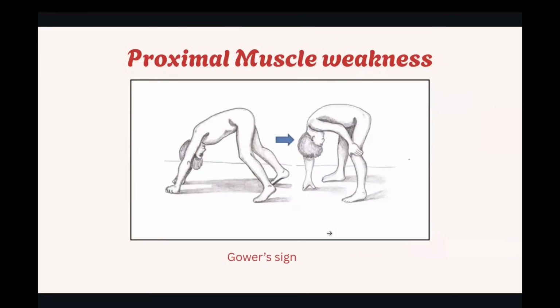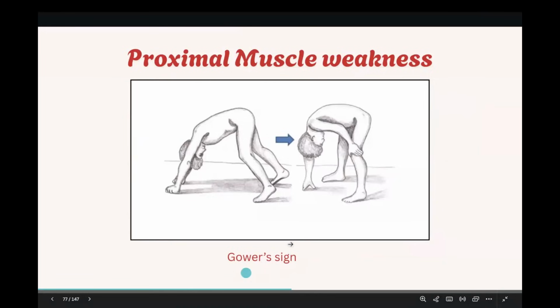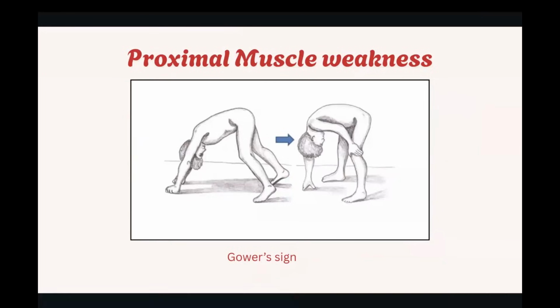And then we have this sign called Gower's sign. So what is Gower's sign? A normal person, when they stand up, they can just stand up right away, right? So in these patients, they need to crawl up until they stand. So they crawl their way backward and then up against their body until they're able to stand. This shows proximal muscle weakness.